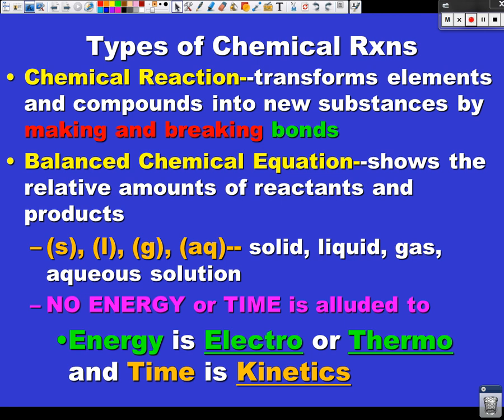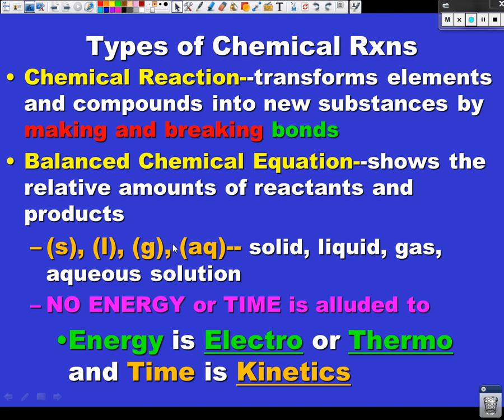Now, if an intermolecular force is made or broken, is that a chemical change? No, because can water boil? Is it still water? It's a physical change. The balanced chemical equation shows the relative amounts of reactants and products, which basically means you can say grams, you can say volume, you can say molarity, you can say all that stuff. So S, L, G, and AQ, you know what that is. I'm not going to spend time there.